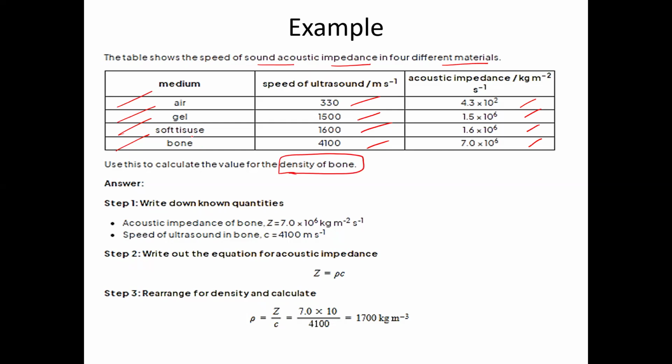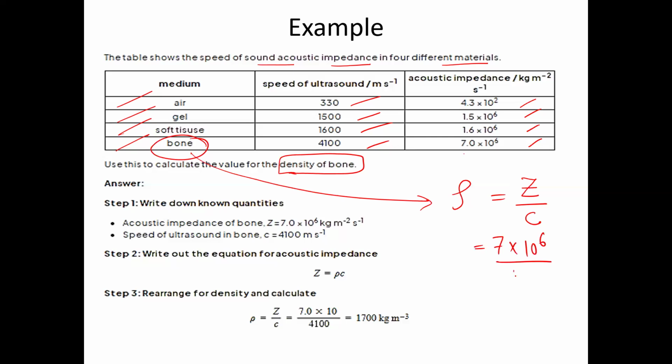The question says use this to calculate the value for the density of bone. So you have to find the density of bone. How are you going to find it? What is the formula we have? Acoustic impedance divided by speed. The acoustic impedance we have is 7 into 10 power 6, and the speed we have is 4100. So we will get the density of bone. The density of the bone will be in kg per cubic meter. So the density of bone will be 1700 kg per cubic meter.